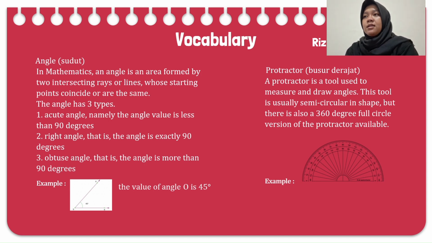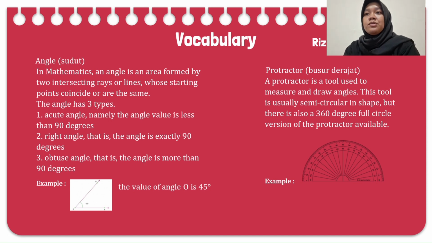Okay, this is the example of angle. The value of angle O, this is 45 degree. Next, we have protractor, or in bahasa we say busur derajat. A protractor is a tool used to measure and draw angles.